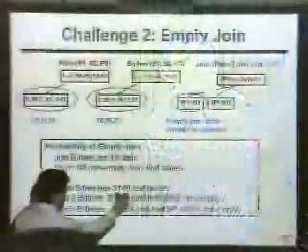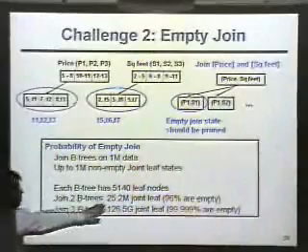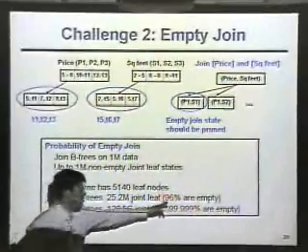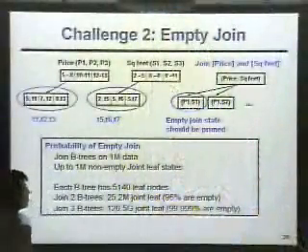For example, if each B tree has 5,000 leaf nodes and we join two B trees, there are going to be 25 million join leaf states, and we can conclude that 96% of them are empty. And if we join three B trees, 99% of them are empty. So this is a very serious problem, because with very high probability, we get a join state that's empty.